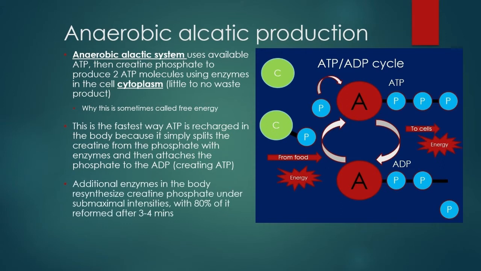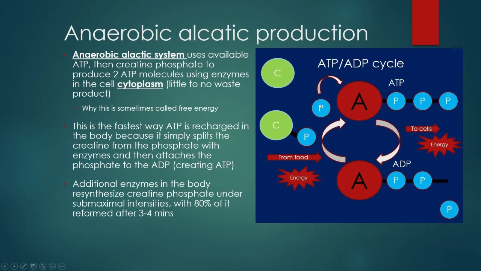Now, additional enzymes, not the ones that split the creatine phosphate, but other ones in the body, can eventually resynthesize it. So this creatine is sitting out here all by itself, and maybe there's a phosphate sitting out here all by itself. Your body resynthesizes the creatine phosphate under submaximal intensity, with about 80% of it reformed in 3 to 4 minutes. So let's say you go out and do a really hard effort, and your body uses most of the creatine phosphate, and we'll talk about how long it can actually do that, and you give yourself 3 to 4 minutes rest, your body's going to have 80% of the creatine phosphate back that it started with. Give yourself 10 minutes, you'll have 98% of the creatine phosphate back.